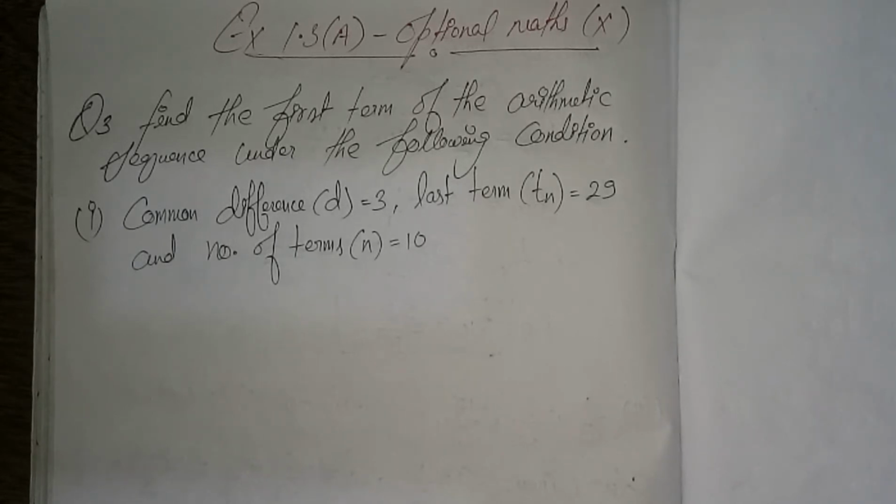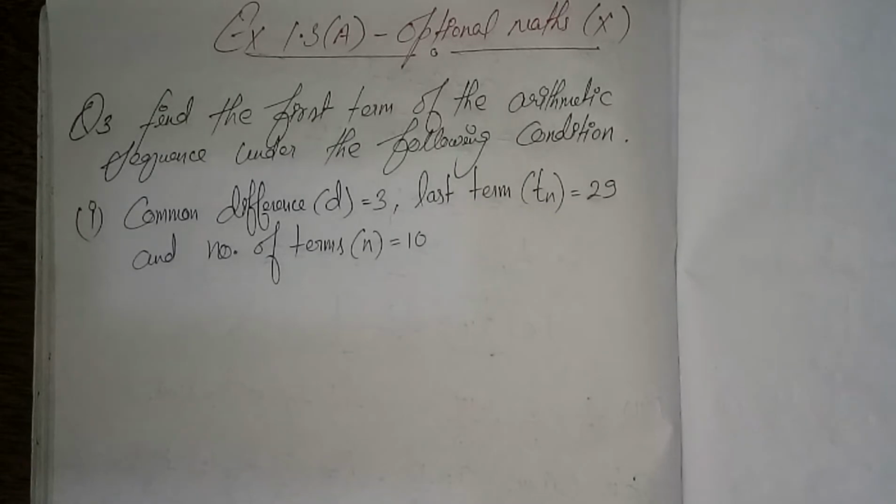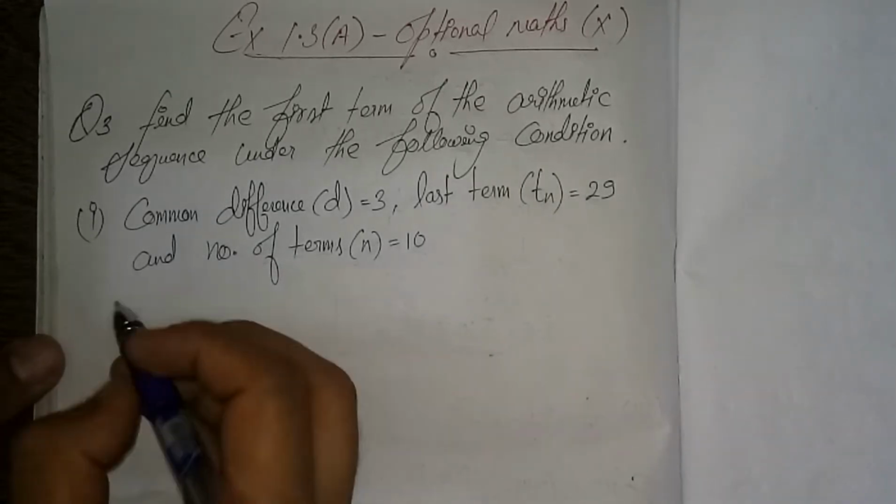So we have been provided some conditions and we have to find a, that means the first term of the given arithmetic sequence. What is given is common difference d is equal to 3, last term tn is equal to 29 and number of terms n is equal to 10. In such a question we just have to use the formula for finding the last term, that is the nth term. So let's start.